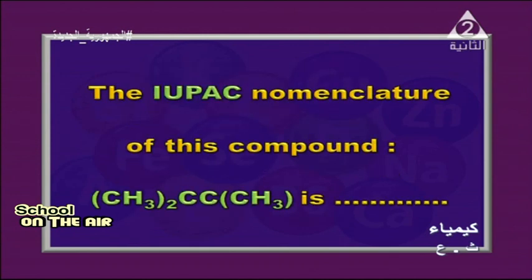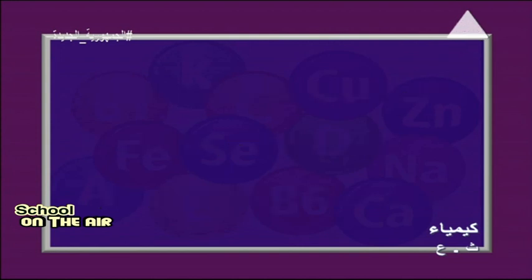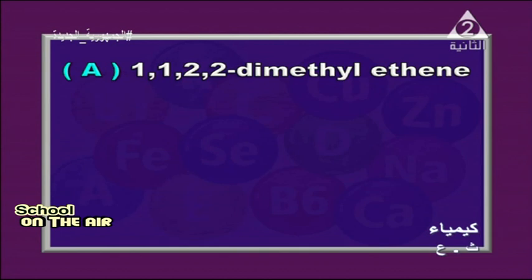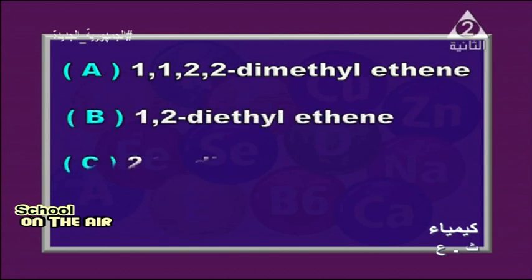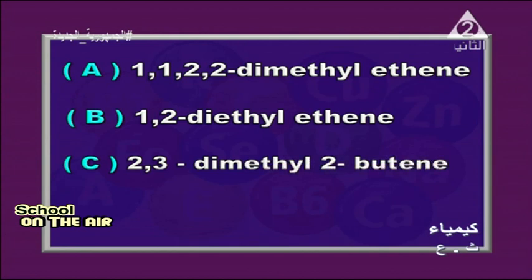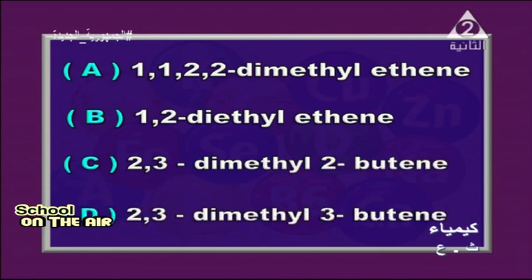Next point. The IUPAC name of this compound, CH3, C, C, CH3. Here, if you write the name of it, is it 1,1,2,2-dimethyl-ethene, 1,2-diethyl-ethene, 2,3-dimethyl-2-butene, 2,3-dimethyl-3-butene? So it will be 2,3-dimethyl-2-butene.